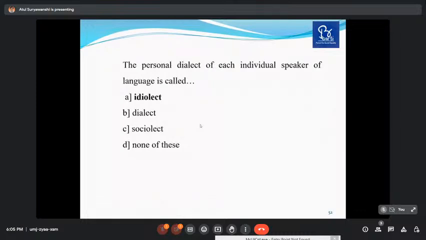The next question, the day before yesterday, or in the previous week's lecture, we studied this. The personal variety of speaking the language, the personal dialect of each individual speaker of the language, is always known as an idiolect in English. And what is dialect? Dialect is the group language of the particular area. Remember, I have clearly stated the difference between idiolect and dialect. Idiolect is individual style. Dialect is a common language.